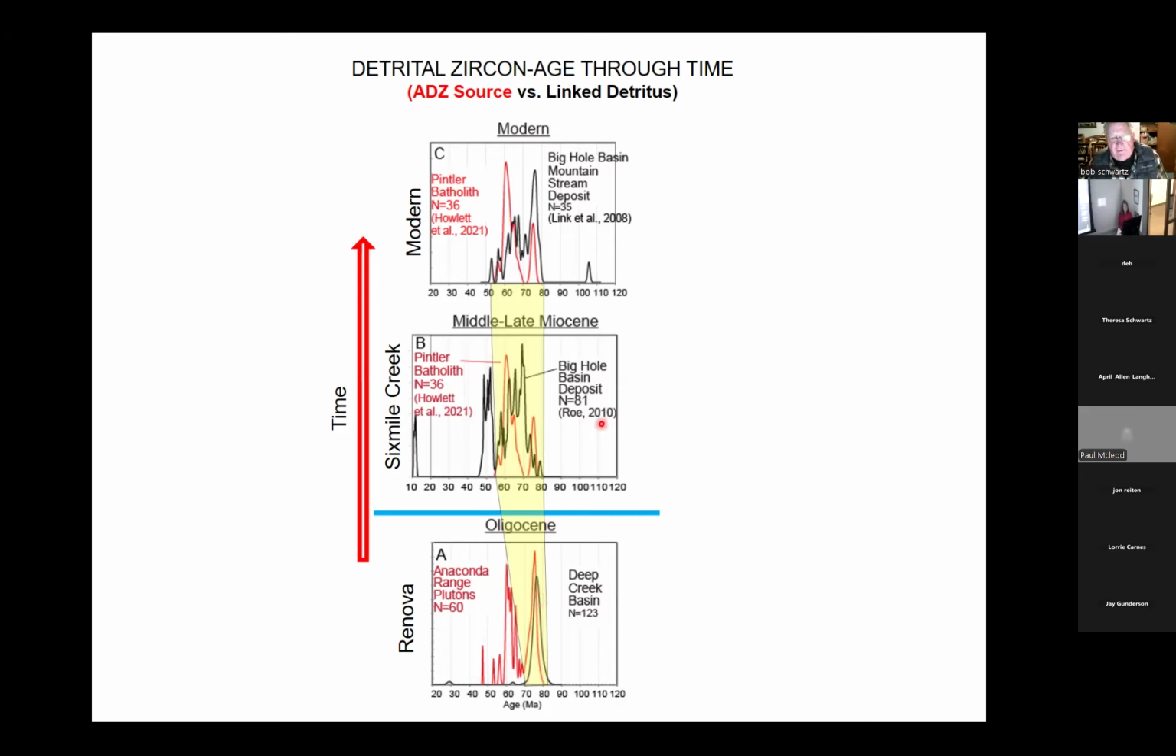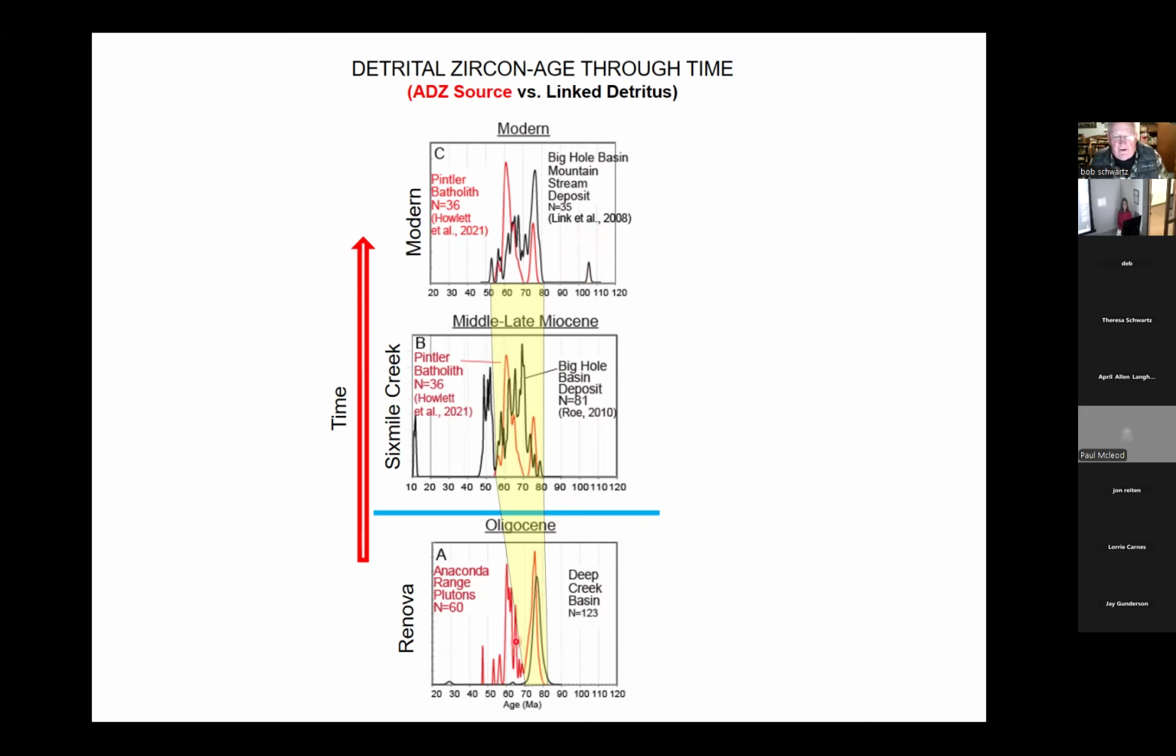There's a sample from the Six Mile Creek Formation from, I said Howlett. I don't know if that's right. For some reason, I think, no, it's Rowe's detrital data. I saw that and got confused. It's a sample that Rowe took in his master's thesis. And up here, we have a sample of modern sediment on top of the Pintler batholith in the Anaconda Range, a sample that Link took.